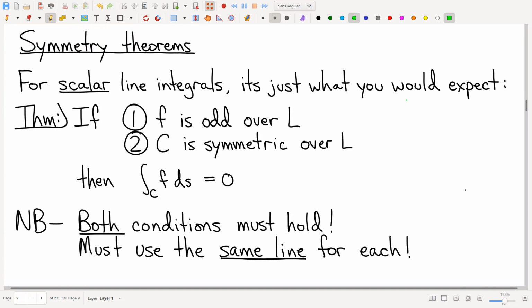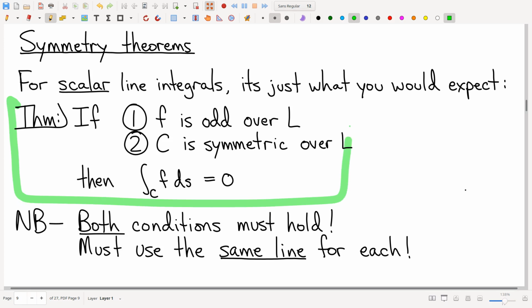Last thing before we go on, symmetry theorems. Good news. We like symmetry theorems. Symmetry theorems turn otherwise very difficult problems into a snap of a finger. Yeah, you got to think through some details, right? But way easier in many, many, many cases. There is an odd symmetry theorem for scalar line integrals. Gotta love it.